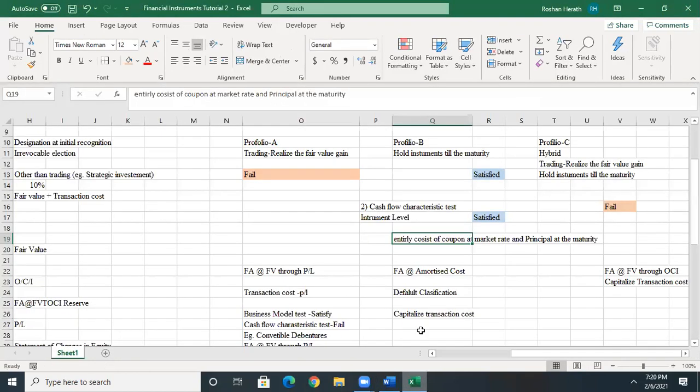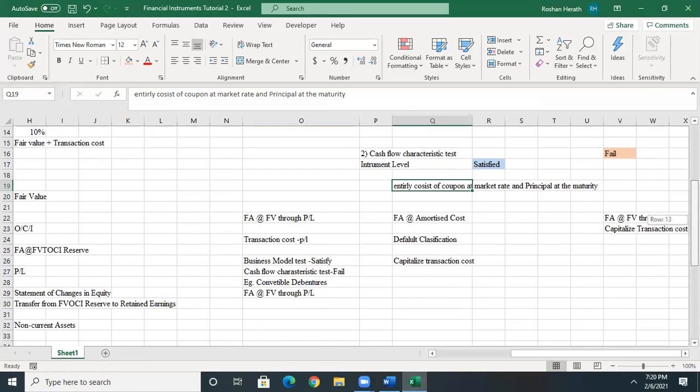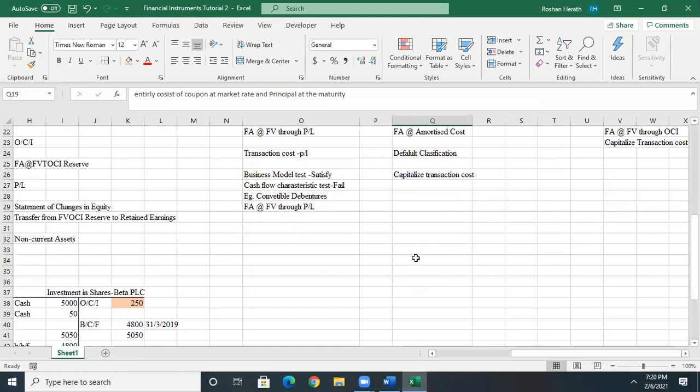Again, the easiest way to get this is that it is going to be the financial asset at amortized cost investment. So therefore, let me take the account over here.